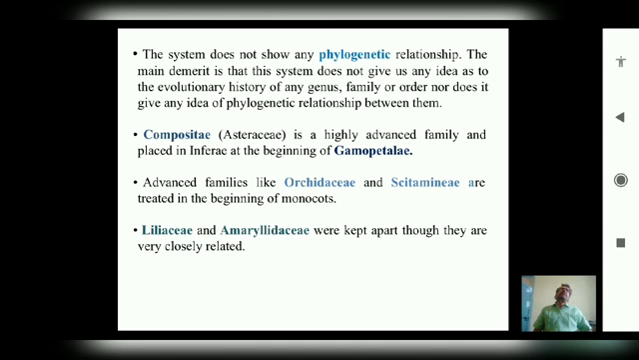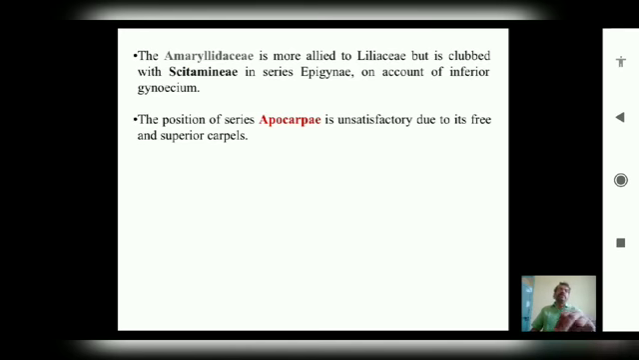So advanced families like Orchidaceae and Scitamineae are treated in the beginning itself in the monocots. Liliaceae and Amaryllidaceae, though closely related, were kept apart in their system of classification, which again is a demerit. Amaryllidaceae is more allied to Liliaceae but is clubbed with Scitamineae in series Epigynae on account of inferior gynoecium. The position of series Apocarpae is unsatisfactory due to its free and superior carpels.